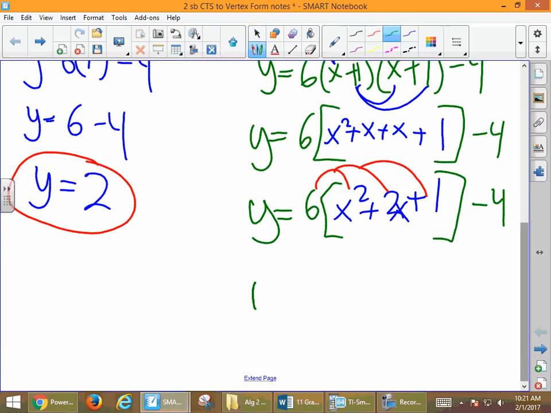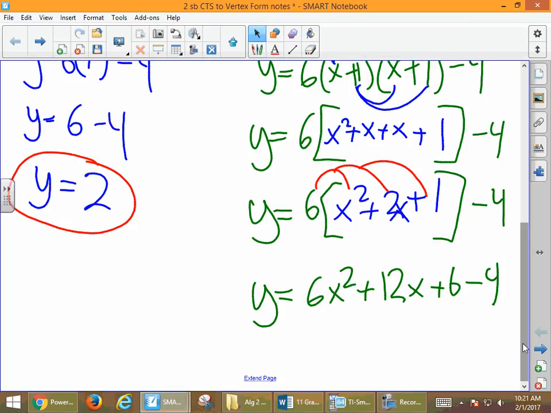And so we have y equals 6 times x squared is going to be a 6x squared. And then what's 2 times 6 going to give us? 12. So we'll have a 12x. And then 6 times 1 is just 6. And then lastly, we still have our minus 4.